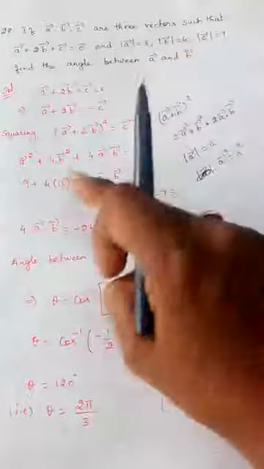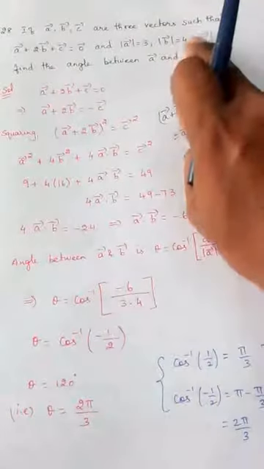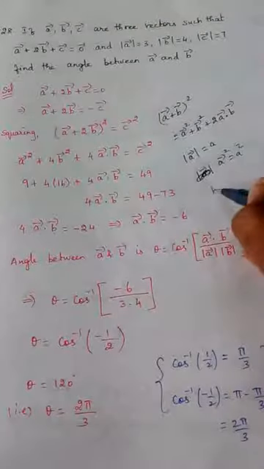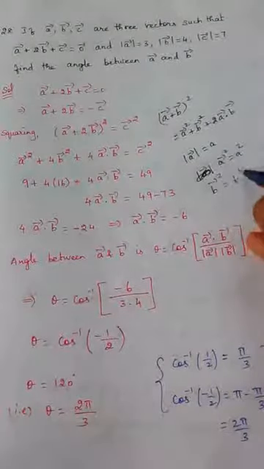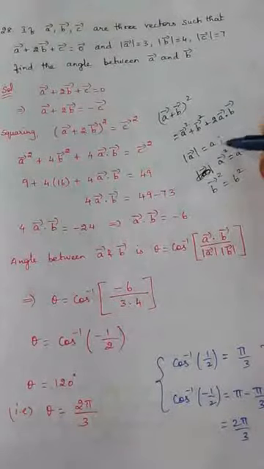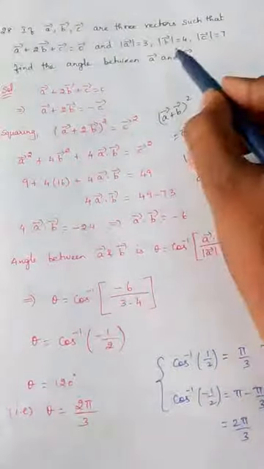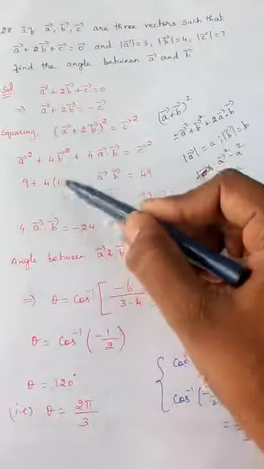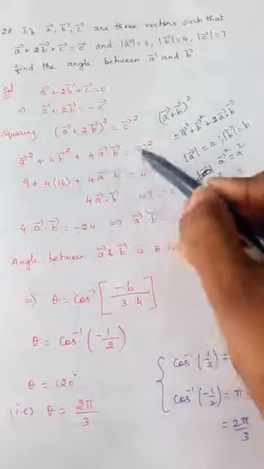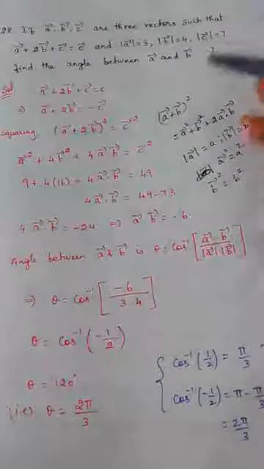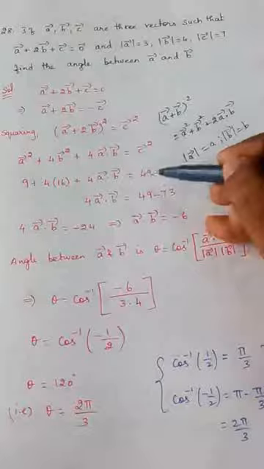Similarly, modulus B vector value is given as 4. We know that B vector square is equal to B square. And modulus B vector means we can simply say B, so B value is 4. So B square value is 16. So 4 A dot B equal to, similarly C vector, modulus C vector is 7, so C square becomes 49.